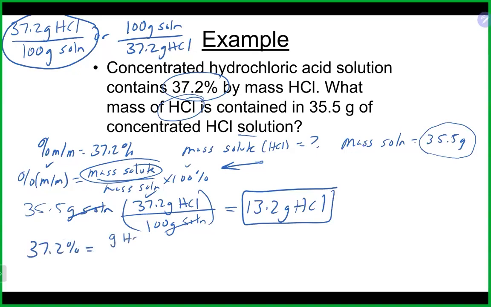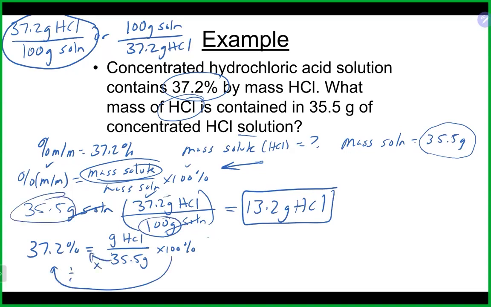And again, if you plugged it into the equation, you would go 37.2% equals my grams of HCl divided by my 35.5 grams times 100%. You would divide the 100 to the other side, which is what it is right there, and you would multiply the 35.5 to the other side, which is what it is right there. So again, it's the same math if you plug it in or do more of a conversion factor way. Any questions on that there?